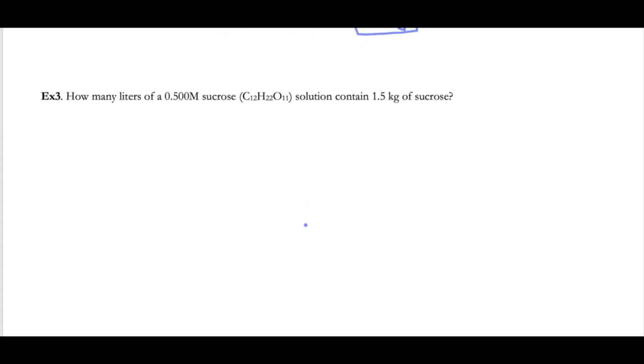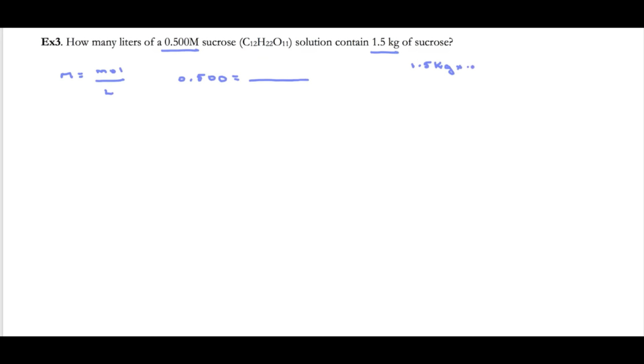All right, let's look at one last problem. How many liters of a 0.500 molar sucrose solution contain 1.5 kilograms of sucrose? So here's my concentration. Here's my mass. Remember, molarity equals moles of solute divided by your liters of solution. So I know my concentration in this problem is 0.500 molar. The other piece of information that I know is how much solute I have. I have 1.5 kilograms. But the problem is I need that in moles.